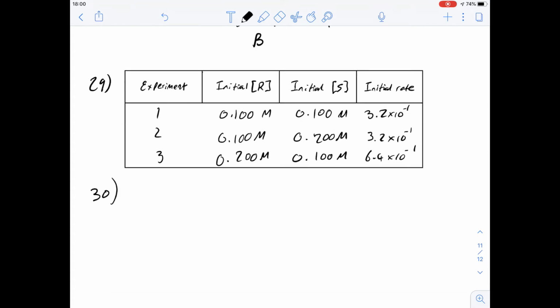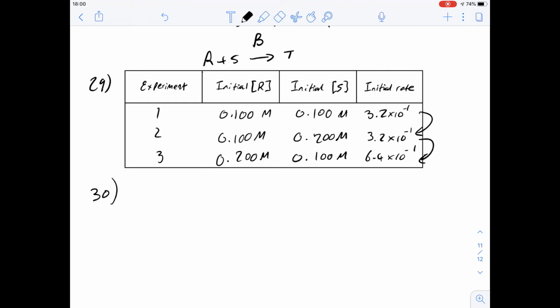Okay, so 29 then gives us a table for the reaction R plus S is T. So we've got our two reactants here, and we've been asked what the rate law for this particular reaction is. So comparing experiments 1 and 2, we can see that we double the concentration of reactant S, and that has no effect on the initial rate. And so we can say that that's not in the rate law. The concentration of S doesn't affect the rate of the reaction at all.